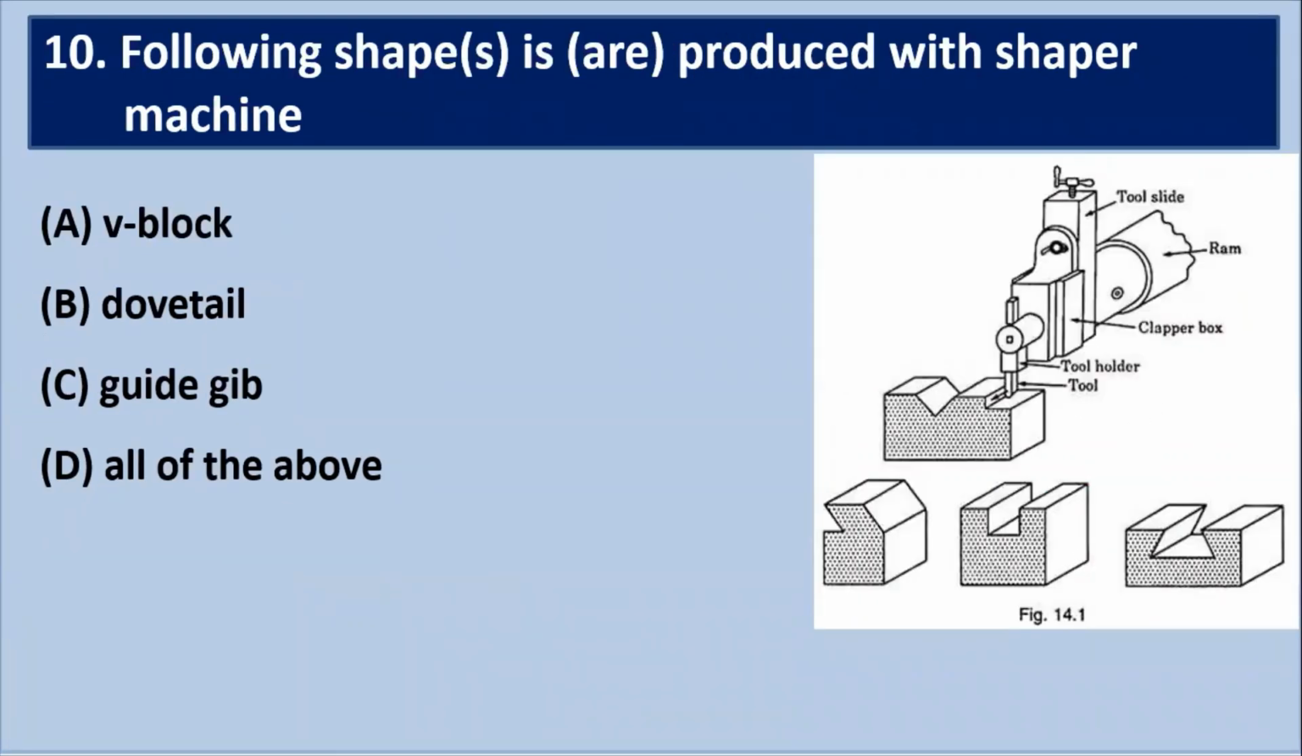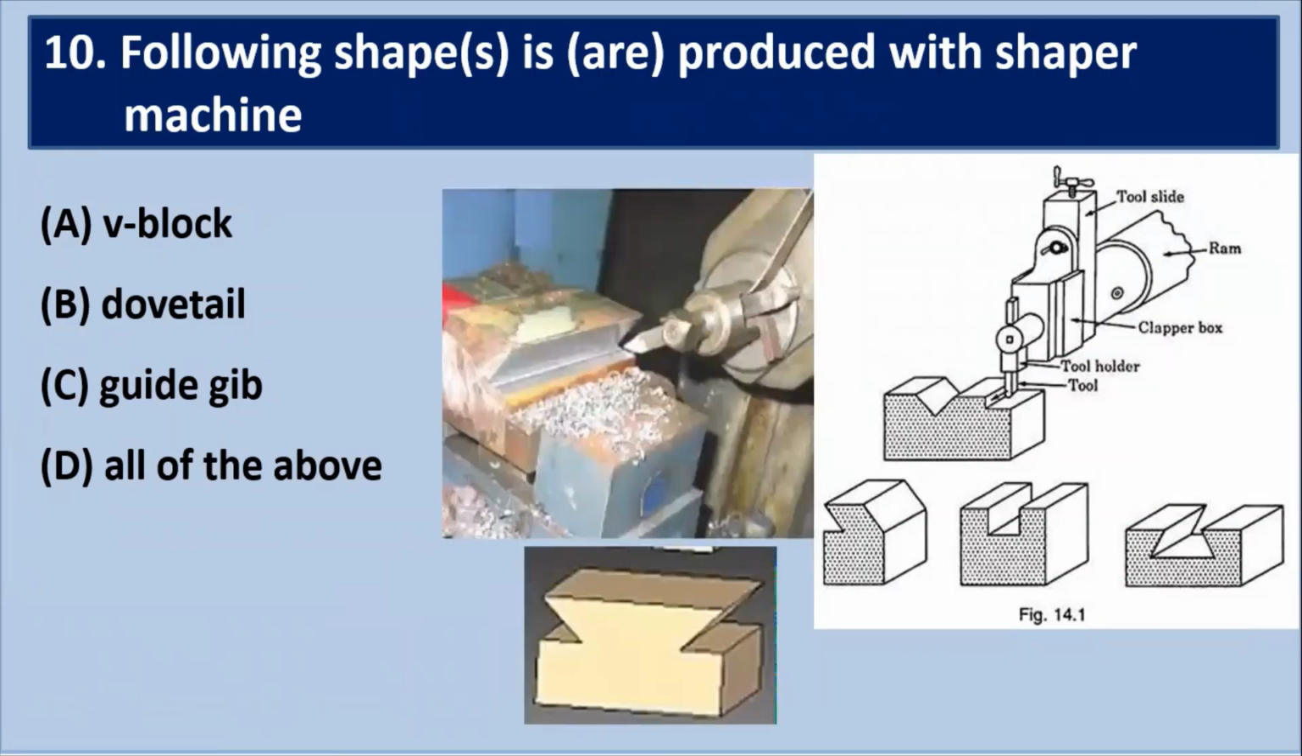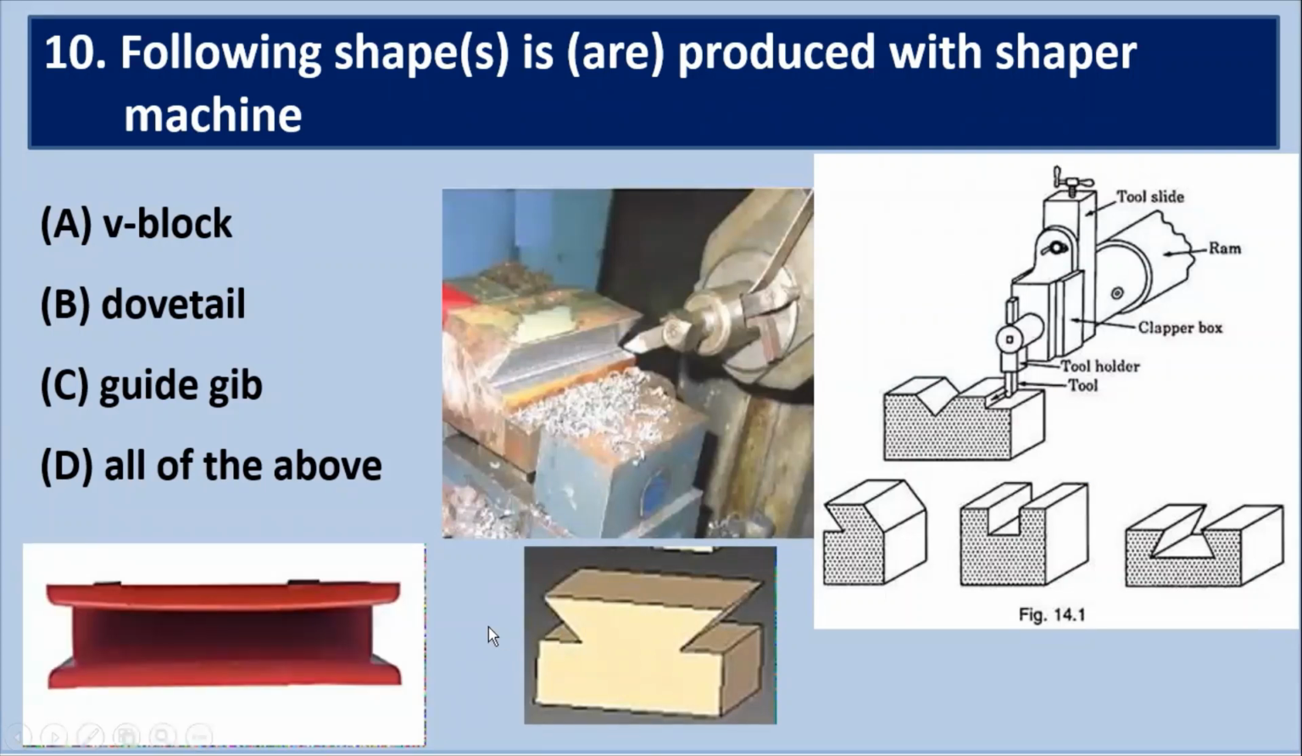Next question. Following shapes are produced with the shaper machine. If you see this first diagram, we can produce the V block also. We can produce the flat surface also. We can produce the dovetail. This is the dovetail slot. This is the diagram which I have shown. Then the guide gibs which are used in the lathe. So it means that all the above can be produced with the help of a shaper machine. And that's why our answer is all of the above.